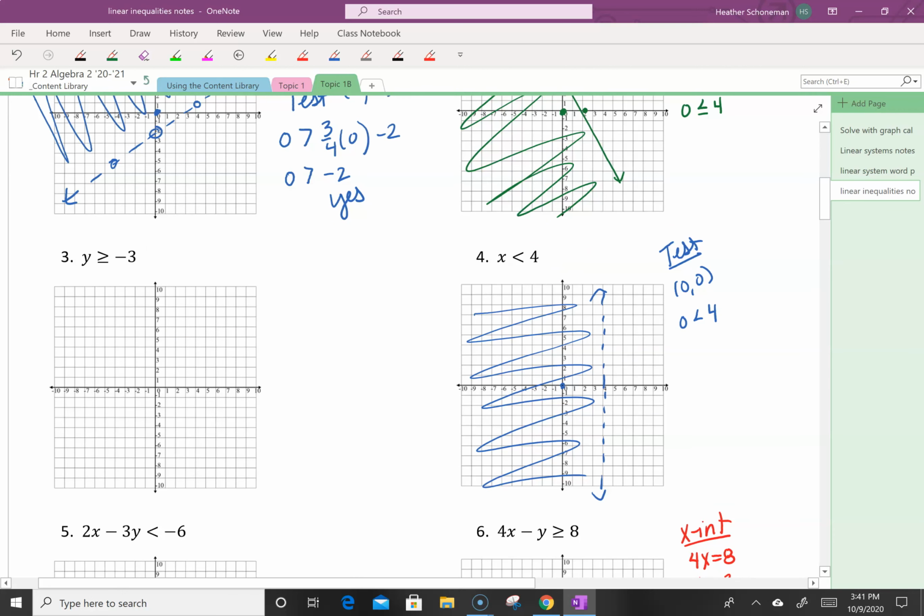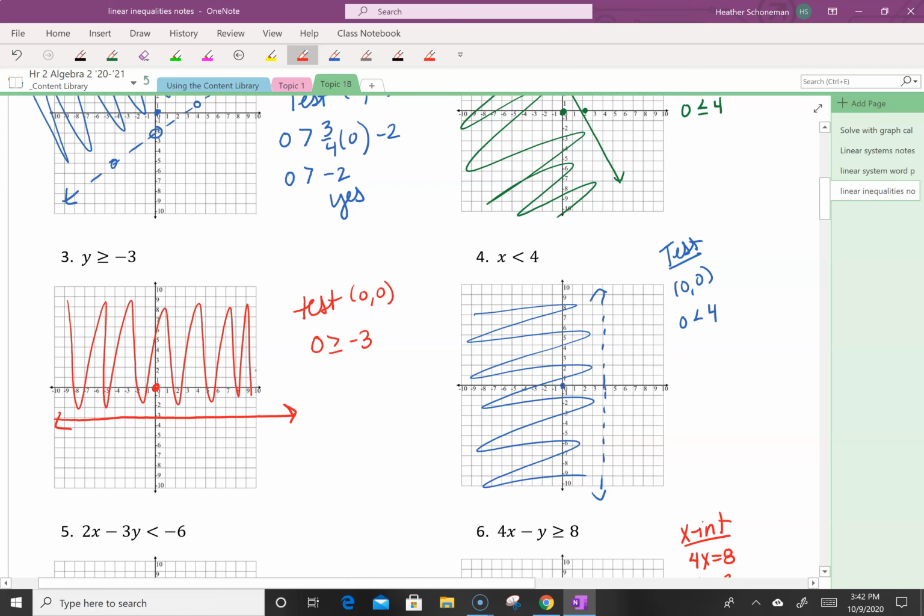Number 3. We did a lot with number 3 when we were doing the first test. Any line that says y equals is a horizontal line. So this is going to be a horizontal line at y equals -3. I graphed this one as a solid line because it's greater than or equal to. Notice example 4 over here is a dashed line because it's less than. All right, now I need to test it. (0, 0) is not on my line, so I'm going to plug in 0 for x, which there is none, and 0 for y. And when I do that, I get 0 is greater than -3. That is true. (0, 0) is located right there, so (0, 0) must be located on the true side of the graph, and I'm going to shade the true side.